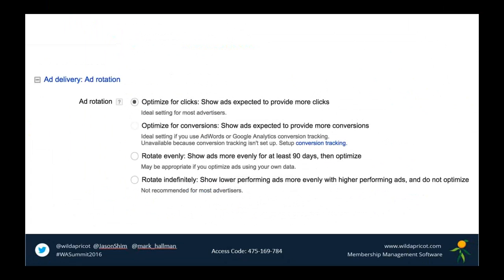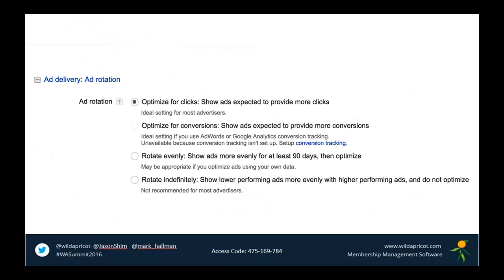This next section, ad delivery and ad rotation, is how Google's going to let you play with your ads. Best practice is always have 2 ads in each ad group for split testing and just to see what's working and what people are clicking on. Optimize for clicks is for most advertisers, for people just starting out. This basically says to Google, whichever ad works best and people are clicking on, serve that one more often.